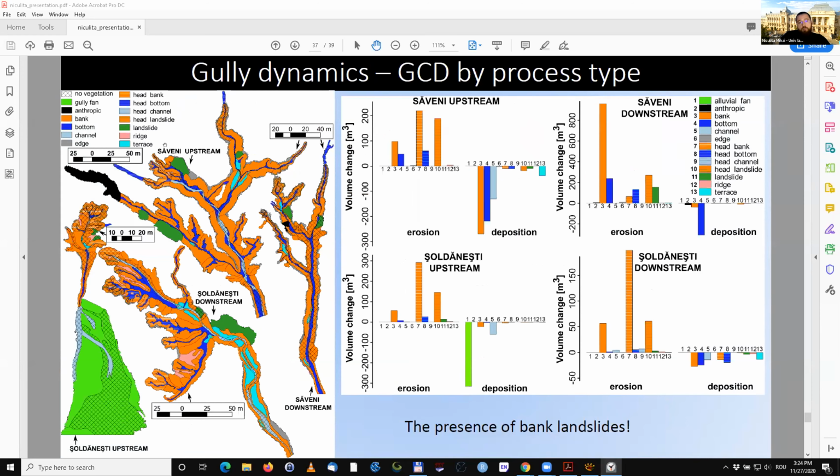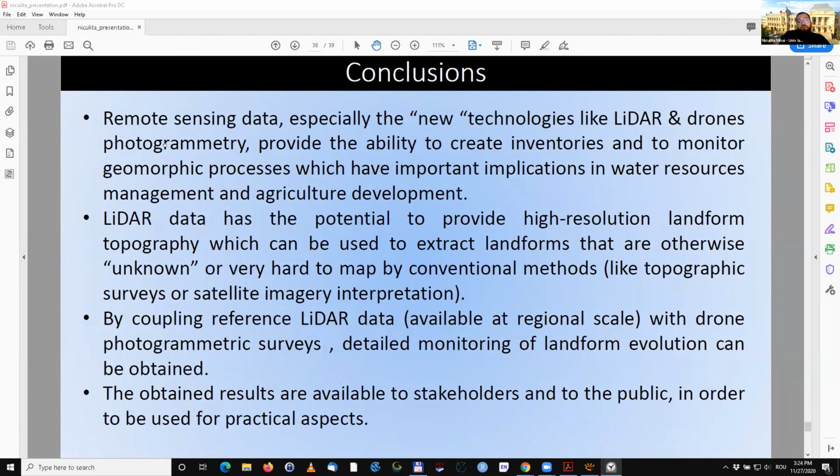process that was mapped. So in conclusion, these new remote sensing data and technologies like LiDAR and drones, photogrammetry, allow us to create inventories of specific landforms and to monitor the geomorphological process that affect these landforms. And basically, by coupling LiDAR data, which might be available at the regional scale, with drone surveys, we can monitor in detail this landform evolution.